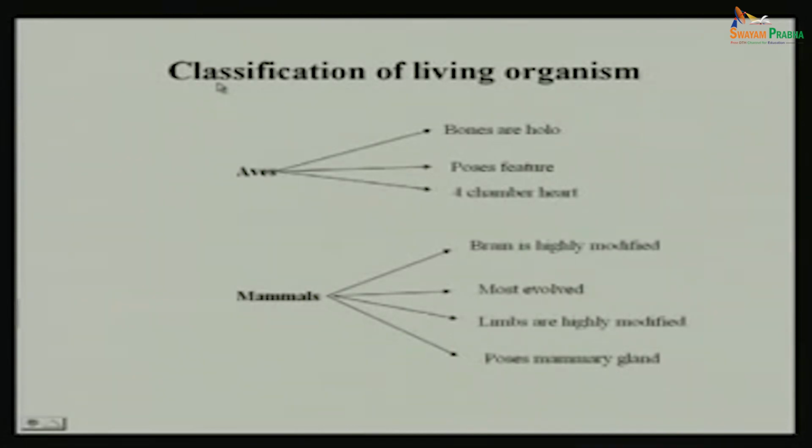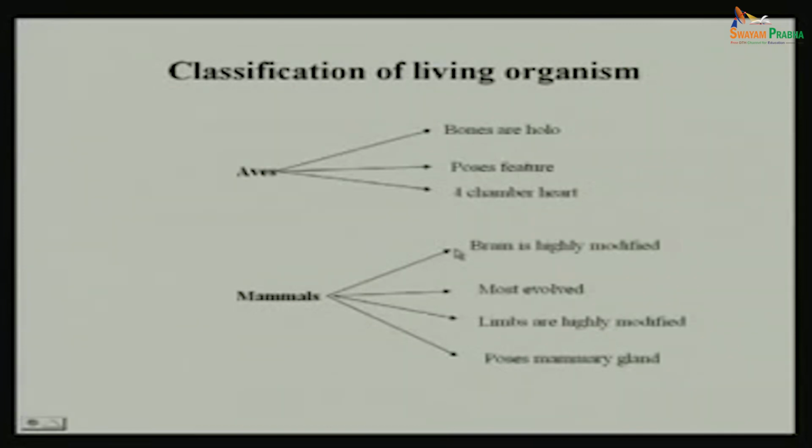Coming to the little more evolved species belonging to this phylum, Aves, which means birds. They have bones which are hollow in nature. They possess feathers, they can fly, and they have a 4-chambered heart.